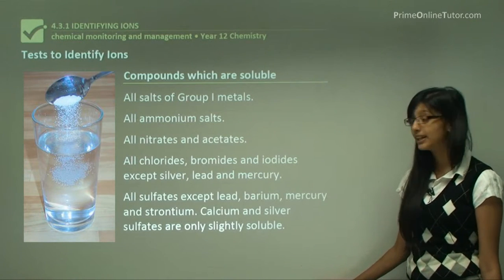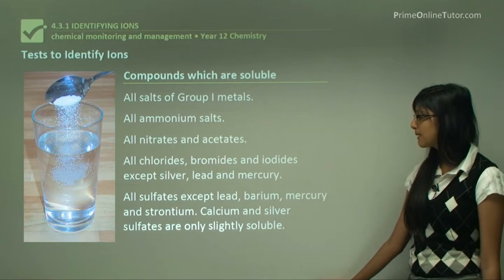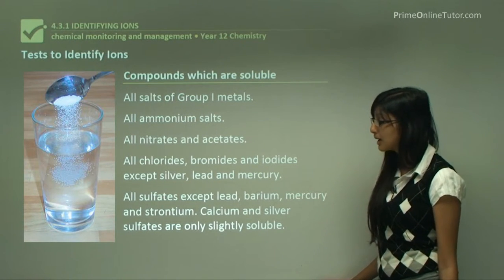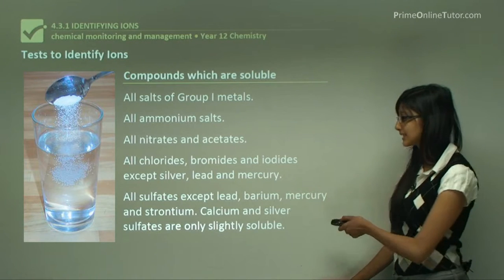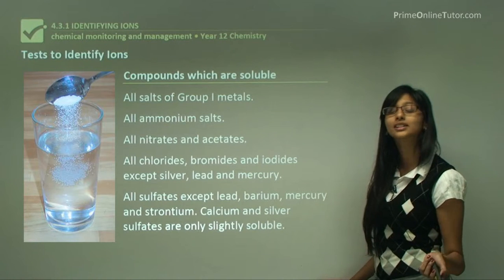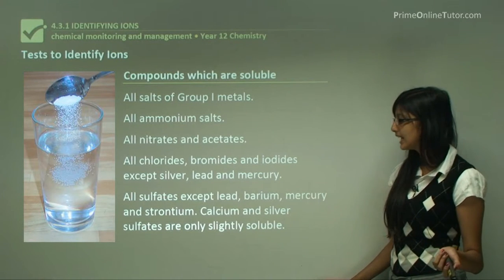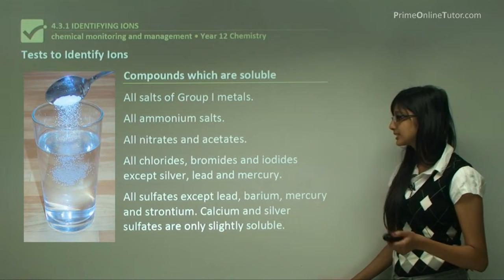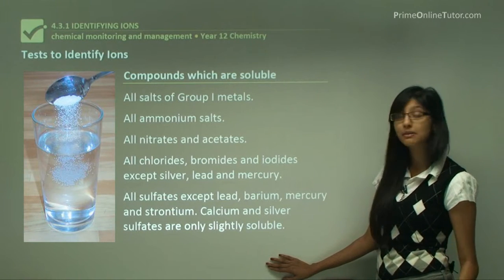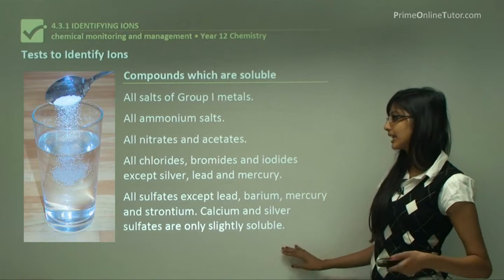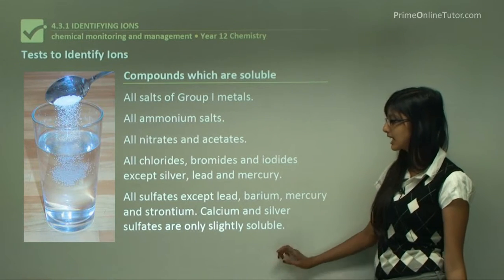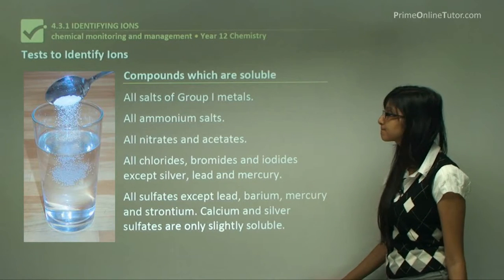And all sulfates except again lead, barium, mercury and strontium should precipitate out, but every other sulfate except these four elements should be soluble. So you should not see any precipitates with sulfates again. And calcium and silver sulfates are slightly soluble. So again, calcium sulfate can form a precipitate, but then again they can be soluble as well. So we should use a different test to identify calcium and silver sulfates.